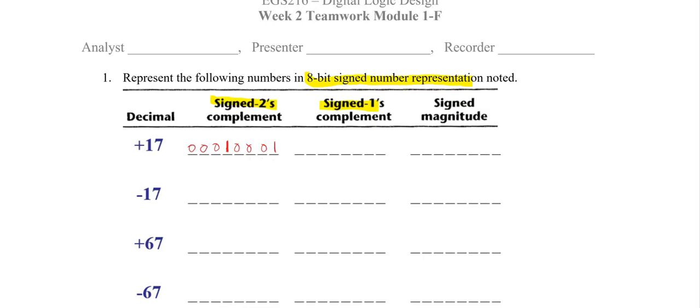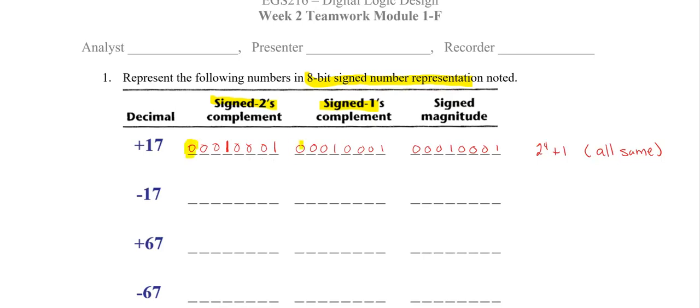0, 0, 0, 1, 0, 0, 0, 1. So in all number systems, positive 17 is going to be the same. That's the key idea. What we did is 2 to the 4th plus 1, and they're all the same when it's positive, right?